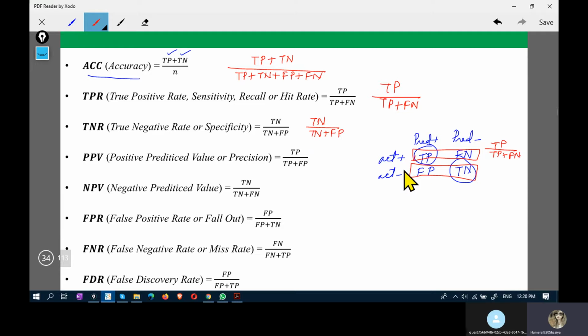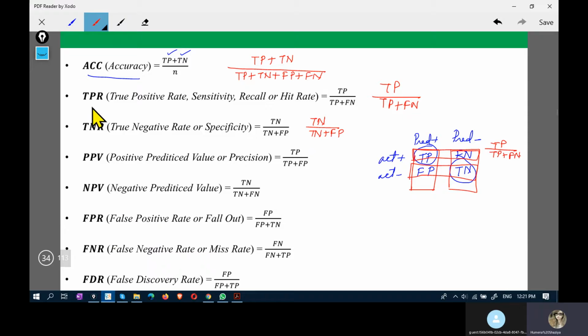Positive predicted value is true positive by true positive plus false positive. This column, true positive and false positive, is precision, or positive predicted value. And then negative predicted value is this column: true negative by true negative plus false negative.